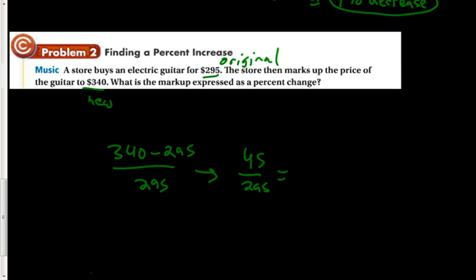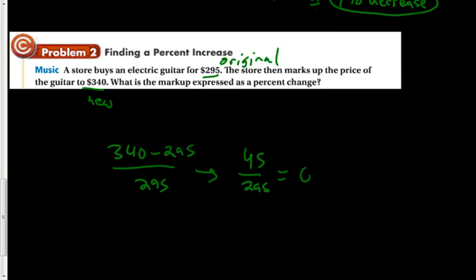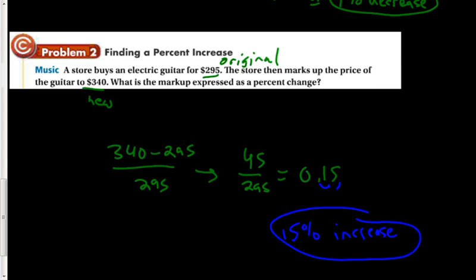And if I divide that out, I'll get a decimal, about 0.15 if I were to round it. And it is a positive. So to change that to a percent, multiply it by 100, so it's out of 100, or move the decimal over. But it is 15%. That's an increase. It's a markup. It's positive, so we know it's an increase, but it also said it was a markup in the price. So that's the percent of change.